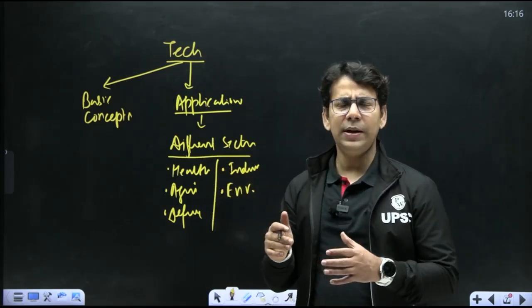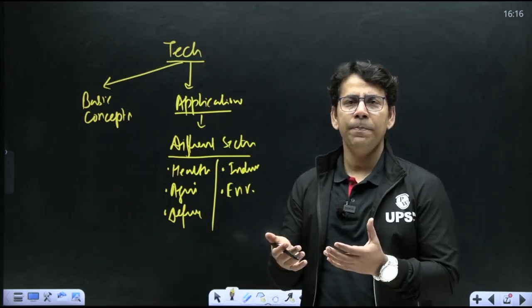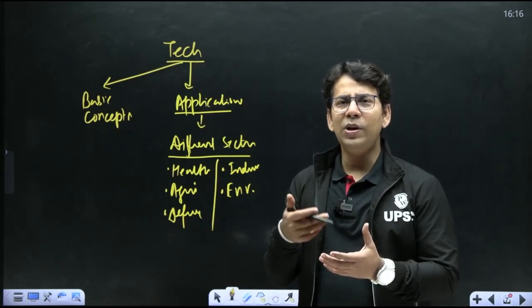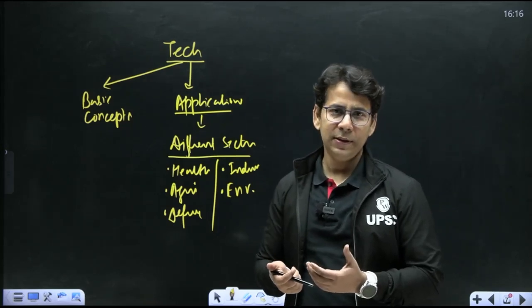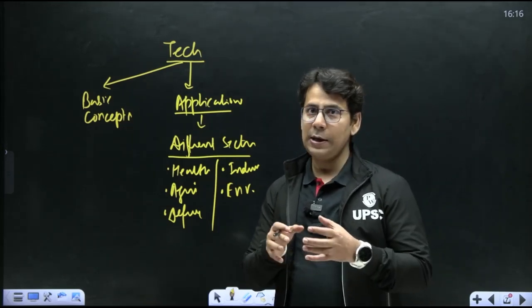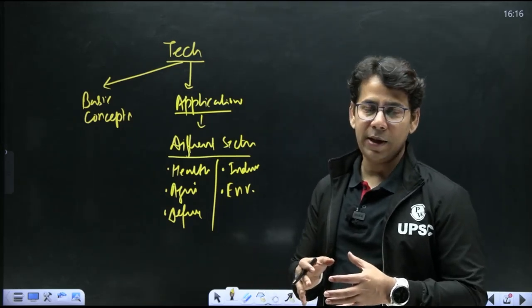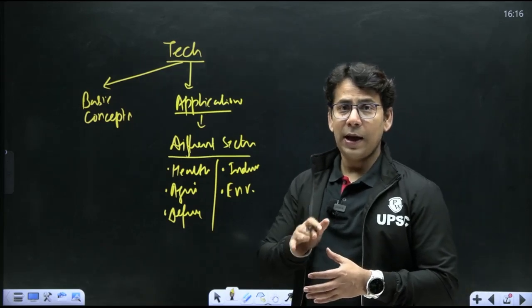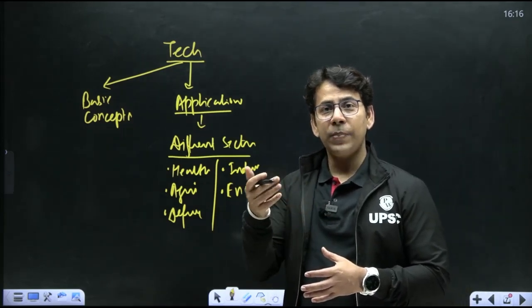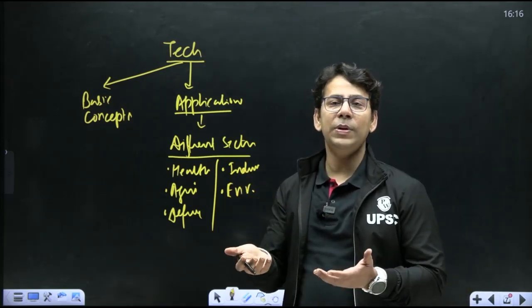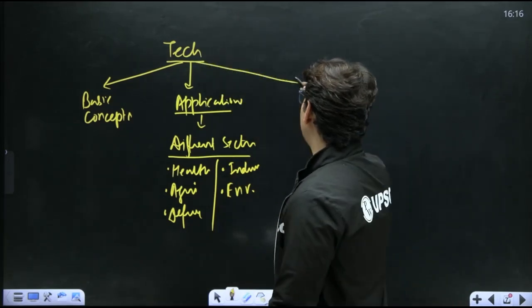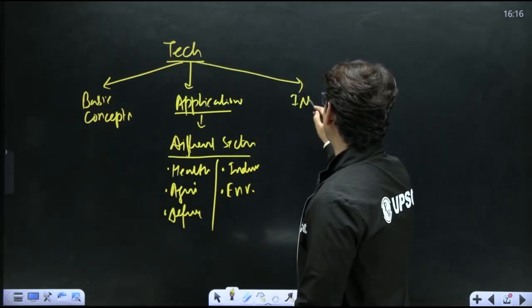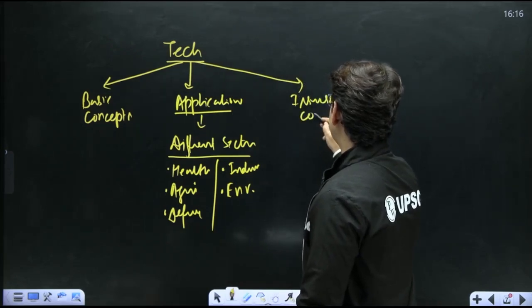It's not necessary that every technology will have that particular sectorial application. The sector will keep on changing, but we have to recognize it, right? And agriculture and health are very, very important areas. Even AI is being utilized in the health area, and the UPSC has asked a question about it. I'll tell you. And then the third area is issues and concerns.